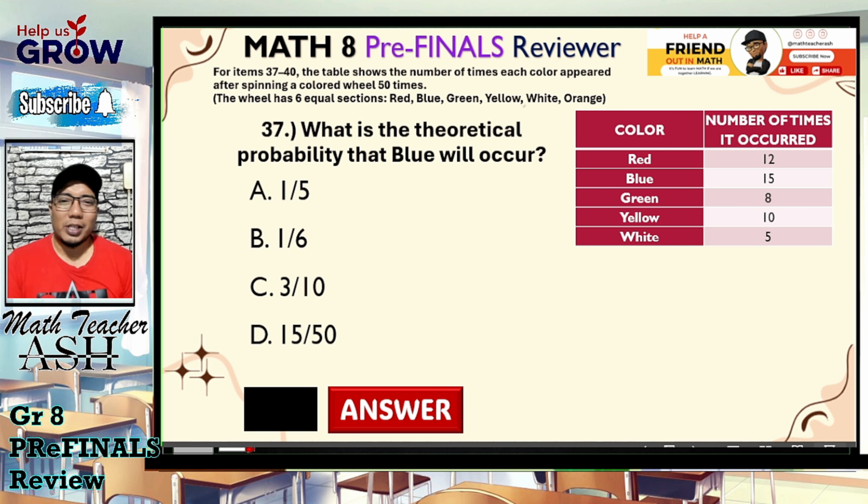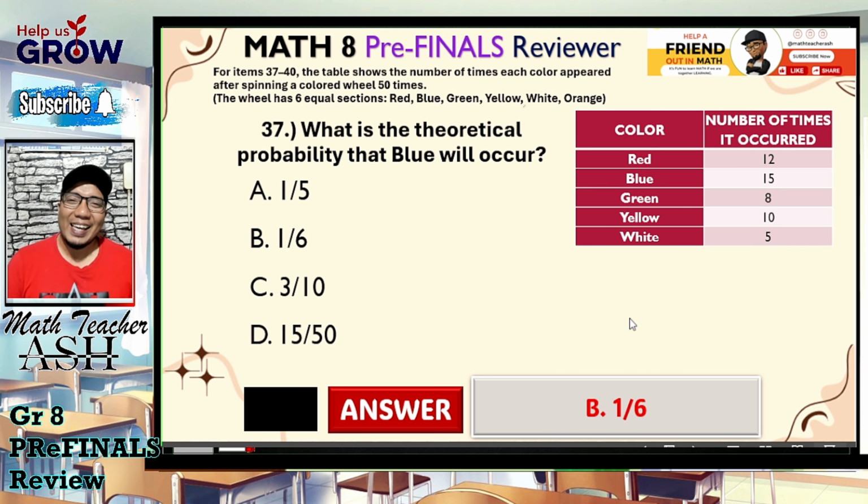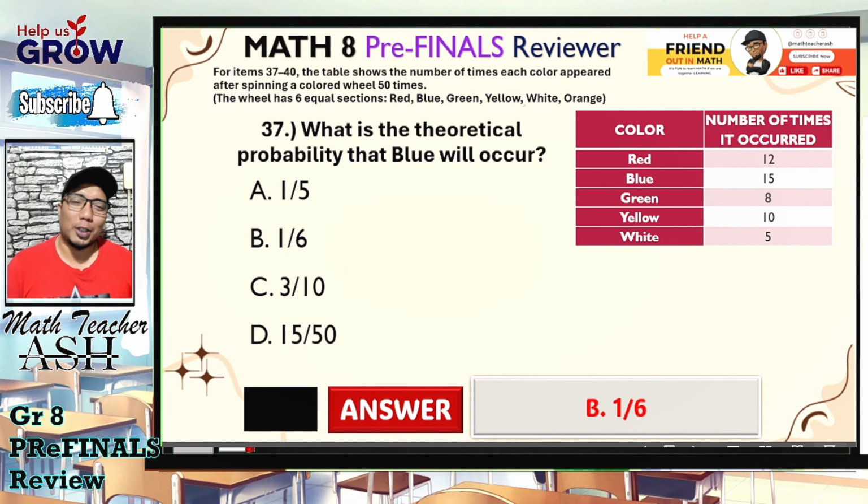Alright, my dear math learners, since question 37 is only asking for the theoretical probability, and our wheel is divided into 6 equal sections, talking about blue, we don't need to look at the table itself. What we need to do is just consider the chance of getting blue out of the 6 sections. So that is 1 out of 6. So letter B is the correct answer for this question. Let's check whether we are correct. Alright, easy, right?